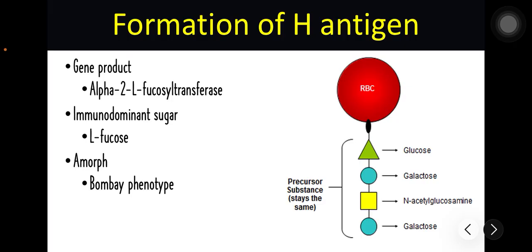If an individual inherits two rare small h alleles, therefore the genotype is small h small h, they cannot produce the necessary L-fucosyl transferase enzyme. As a result, L-fucose is never added to the precursor chain. Because they lack this essential H foundation, they cannot express A or B antigens even if they have the A or B genes. This rare condition is again known as the Bombay phenotype.